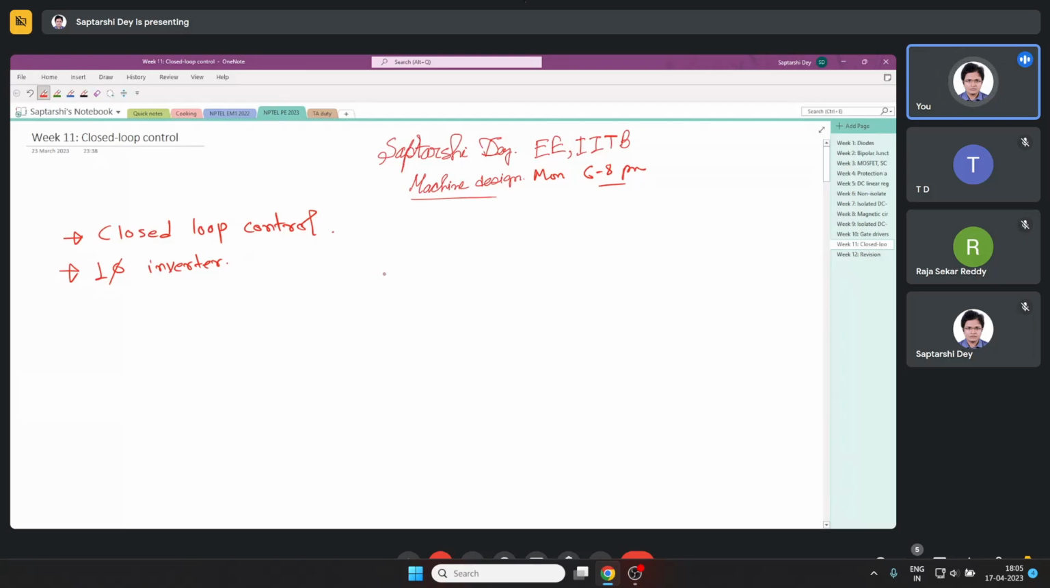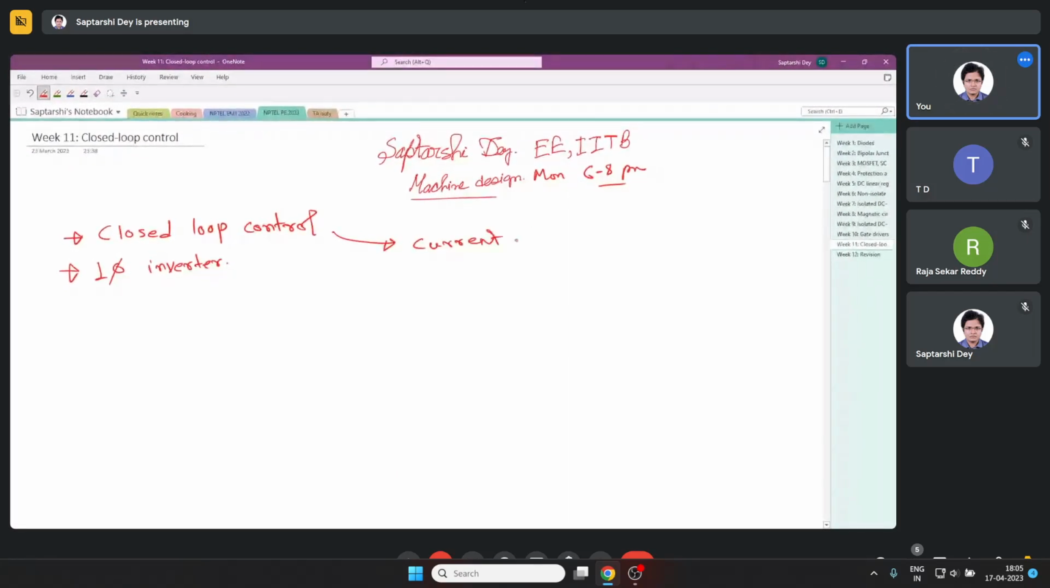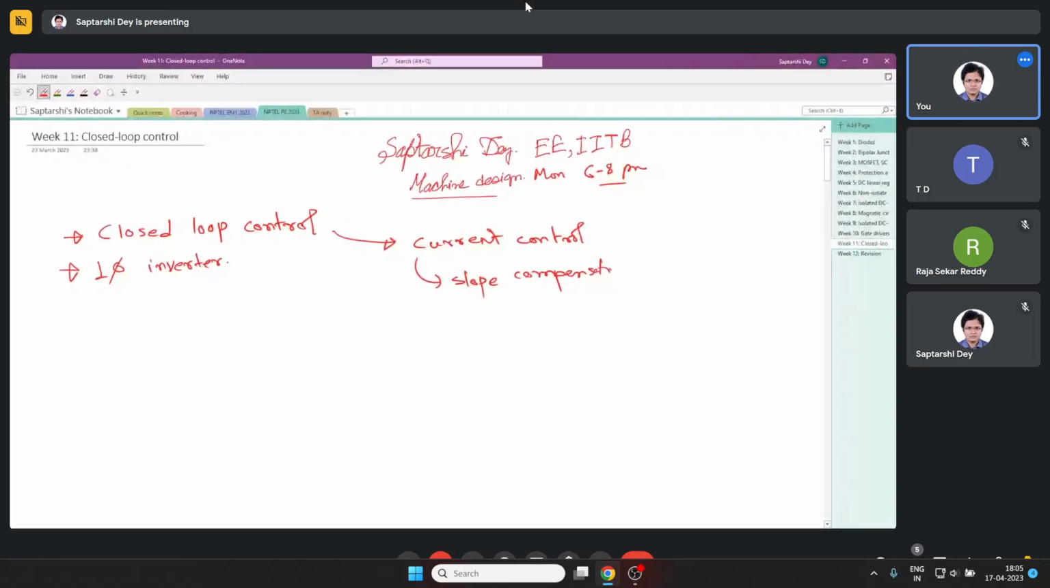So regarding closed loop control, the things discussed are current control, and one way of current control, that is slope compensation. Current control was discussed first in the lectures, and then one instability problem of current control was discussed. Then, to get rid of that instability, this slope compensation method is used, that was discussed in the lecture.